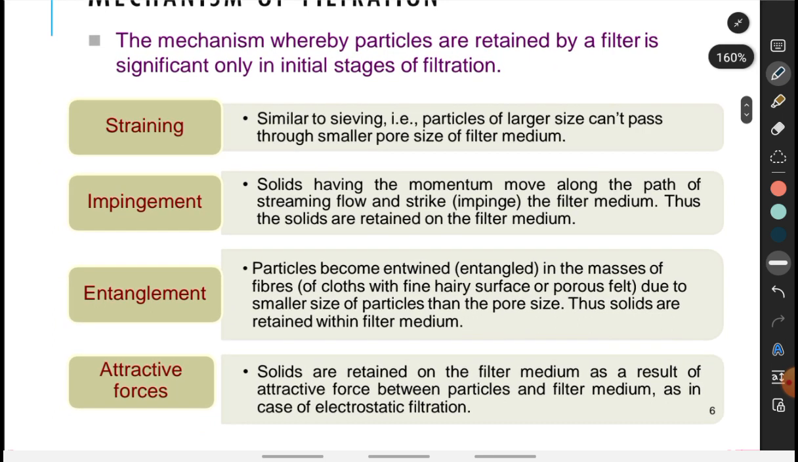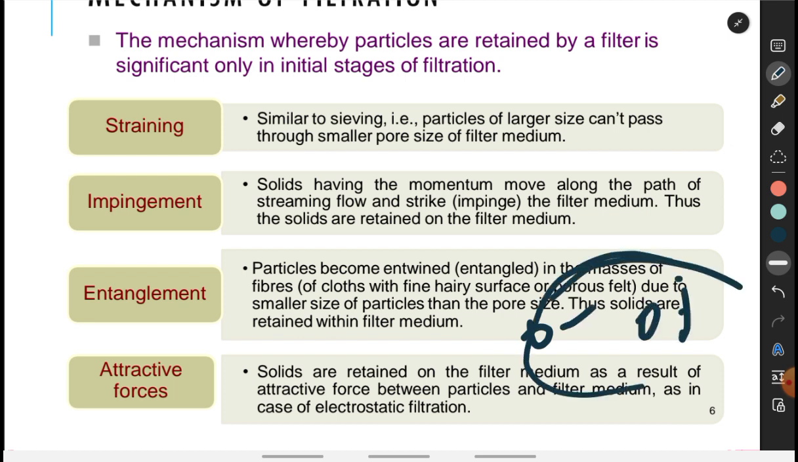Next, coming to entanglement. In this, the particle becomes entwined in the masses of fibers, and due to the smaller size of the particle than the pore size, the solid is retained on the surface within the filter media. Then last is the attractive forces. Here the solid is retained on the filter media as a result of attractive force, like positive and negative charges. Because of these charges, it is also called electrostatic filtration.